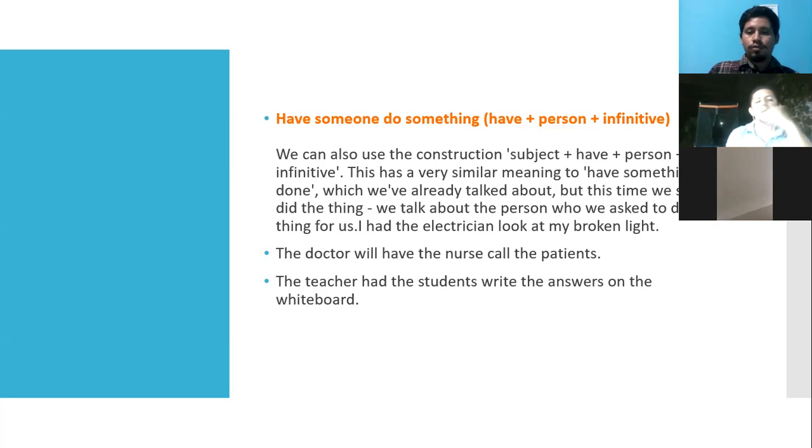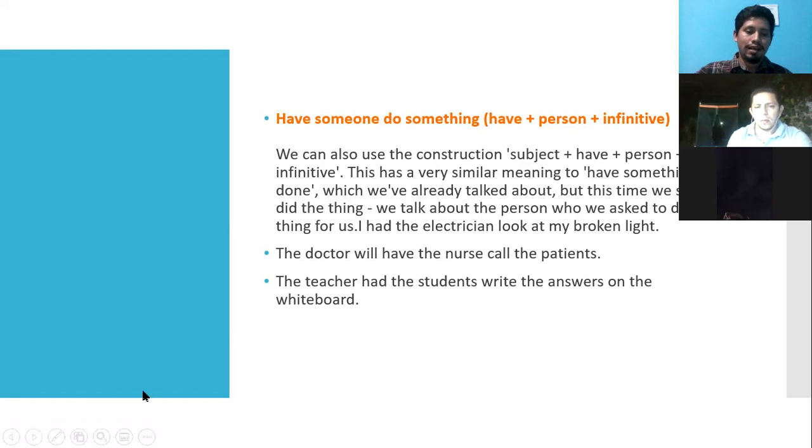It says that we can also use the construction of subject plus have plus person plus the infinitive, okay? And it says that this has a very similar meaning to have something done. It doesn't mean the same, no, but it has similar meaning. But as I said before, with this structure we are going to be focusing on the person or people that are doing the action, okay? And also, we talk about the person who we ask to do the thing for us. That's what we mention in sentences like that.